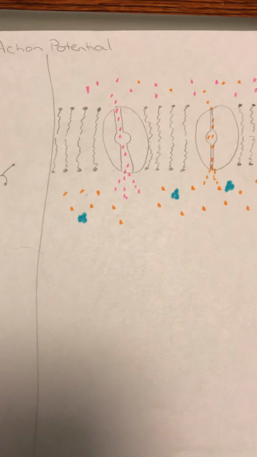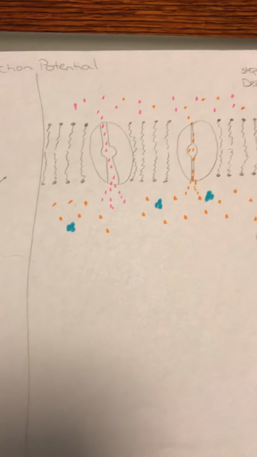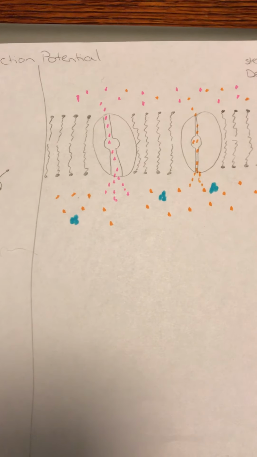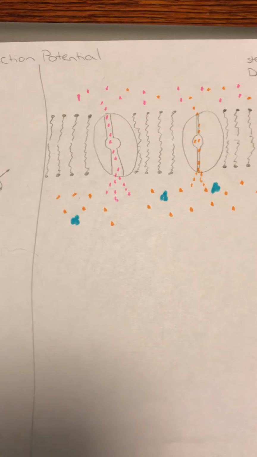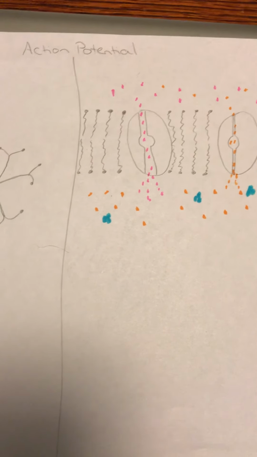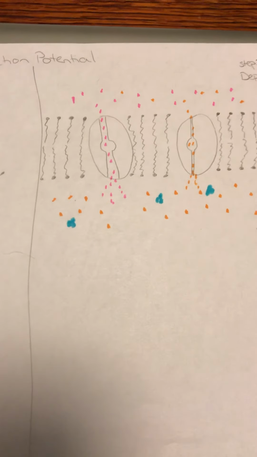On to step two. It's called repolarization. This is when the sodium gate closes and the potassium gate opens, letting potassium pass through to the ECF. Once this is done, it returns the neuron back to negative 70 millivolts and starts over.